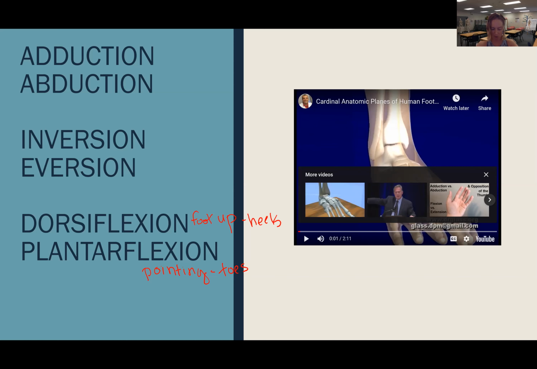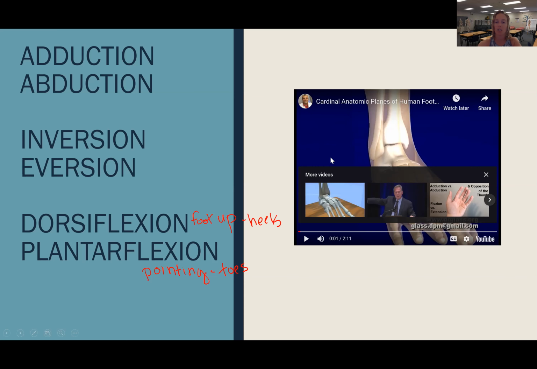Good. So now we're going to move with our toes too and go in and out, and that's going to be abduction and adduction. Can you tell me which one would be adduction? When we are adding to what? The midline of the body. Good. And abduction is moving away from the body. Abduction is away from the body, okay?